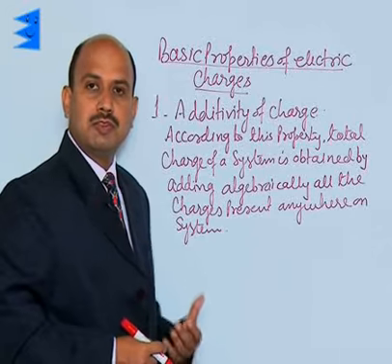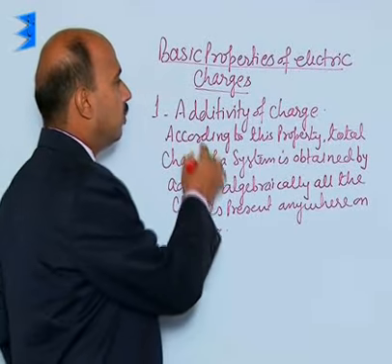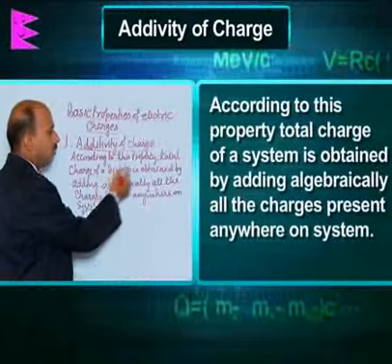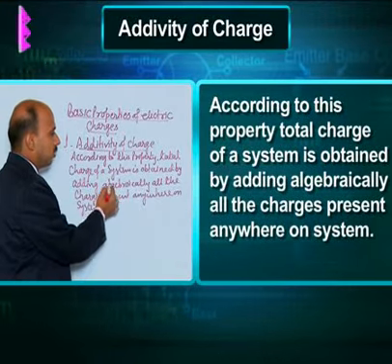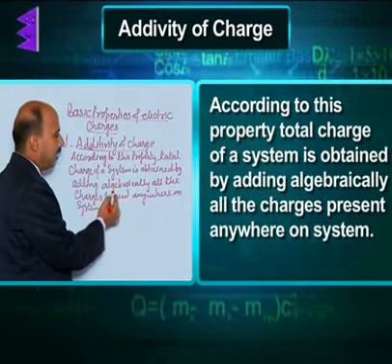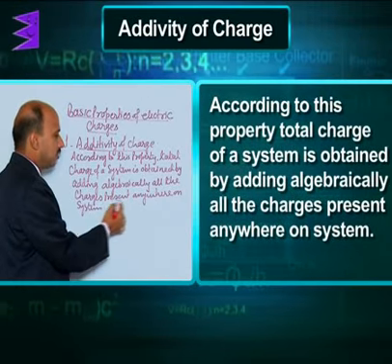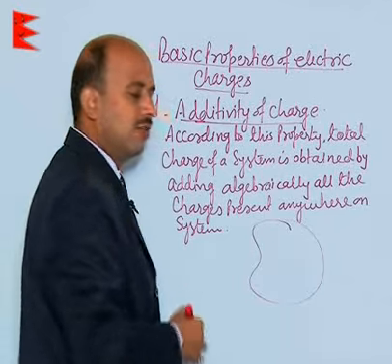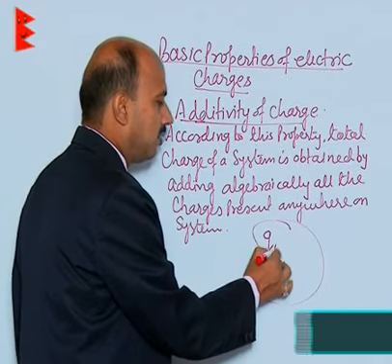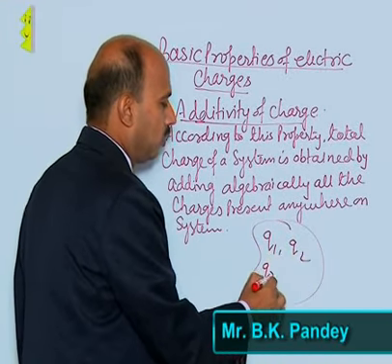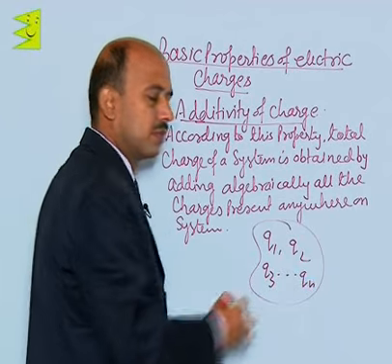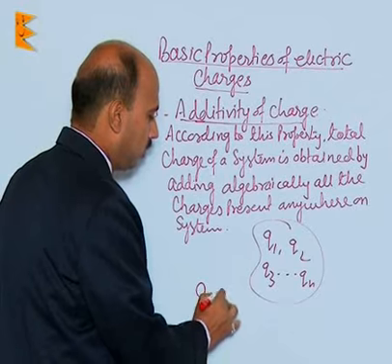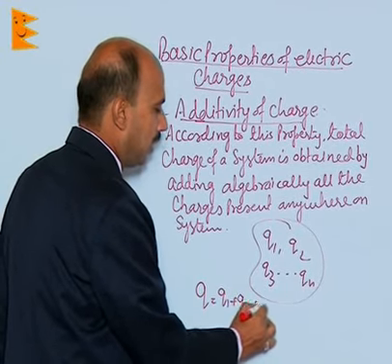Now see the first basic property of the charges. First one is additivity of charge. According to this property, total charge of a system is obtained by adding algebraically all the charges present anywhere on the system. Suppose you have taken any system like this, where the charges Q1, Q2, Q3 and Qn are present. So the total charge of this body can be written Q is equal to Q1 plus Q2 plus Qn.